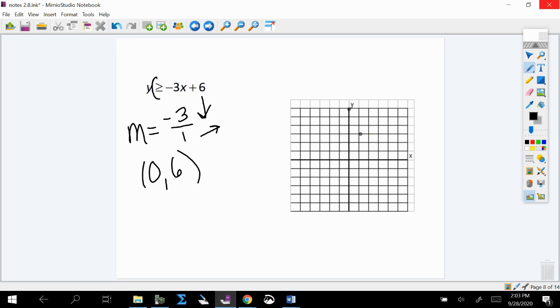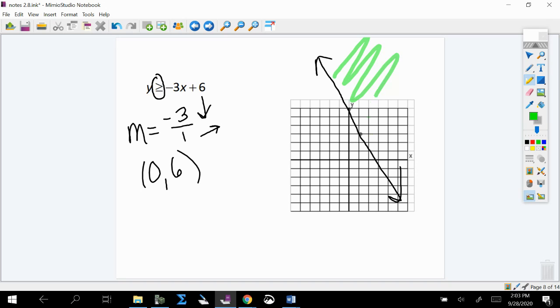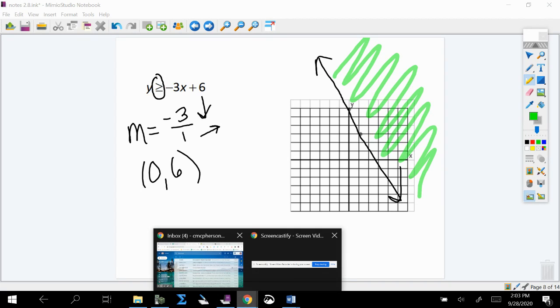This has an equal to, it's a greater than or equal to, so it's going to be a solid boundary line. And then since it's greater than, I'm going to shade above it. So I'm going to shade like this. So let me show you what Delta Math does, because I think it's nice to see it.